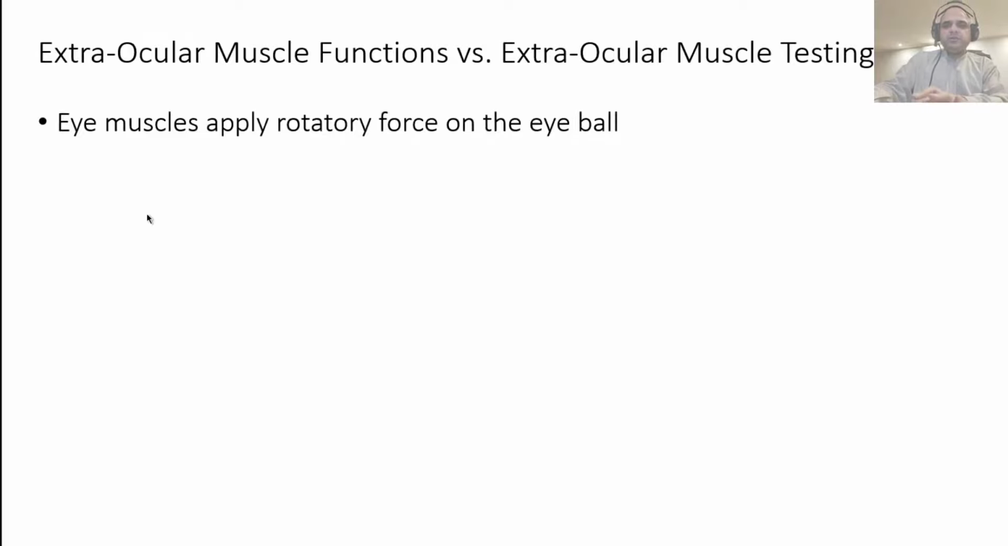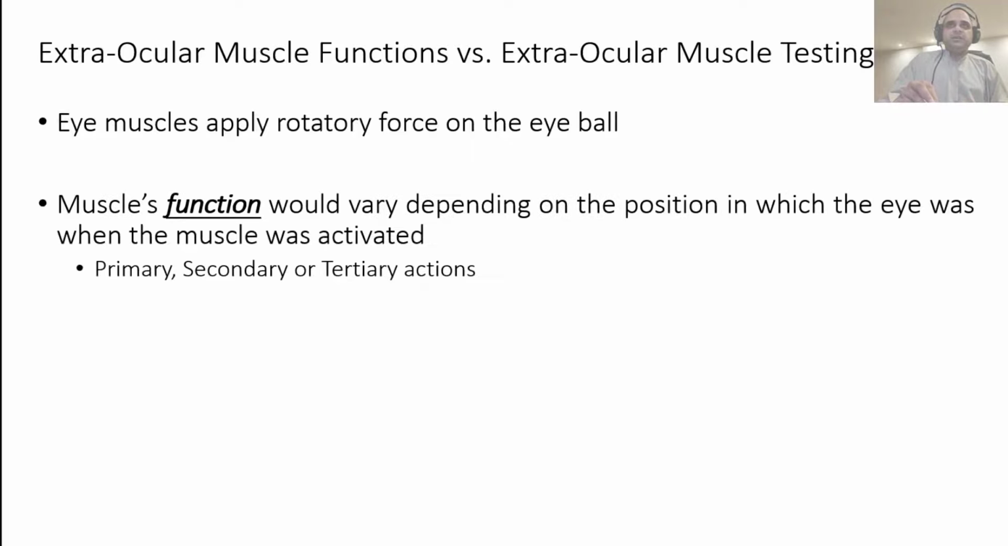So one thing that I'll talk about in a little bit is the difference between extraocular muscle functions and extraocular muscle testing. Both of these are different. Now, your eye is a sphere and it is surrounded by muscles, and those muscles apply a rotatory force on the eyeball. Because your eye can be in any position and it can move to any position from any position, the muscles have really complex functions depending upon where the eye was when the muscle started to function. So the eye could be in a primary position or a secondary position or a tertiary position, which makes it very difficult to actually remember all the functions.